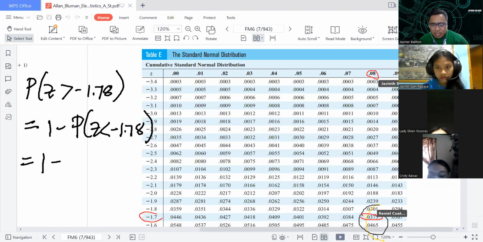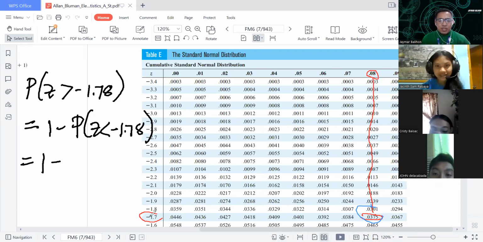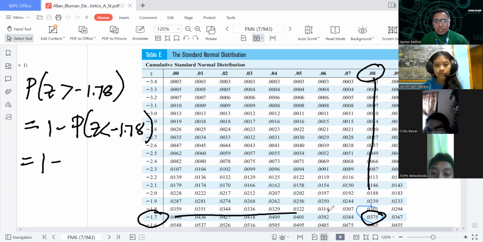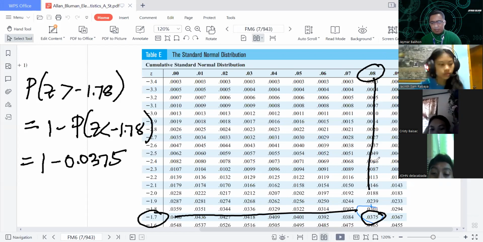Kindly utter the answer. Tell us your answer. Point zero three seven five, 0.0375. Very good. Because you need to look for negative 1.7 and 0.08. And that will be this one and this one. You just cross it and this will be the answer. Very good. It will be 0.0375, right? But you need to subtract it from 1, right?